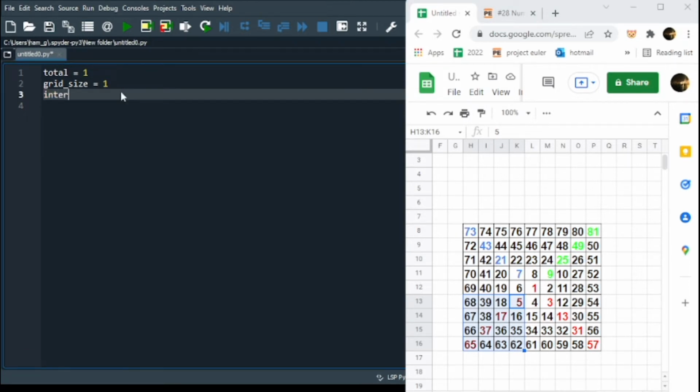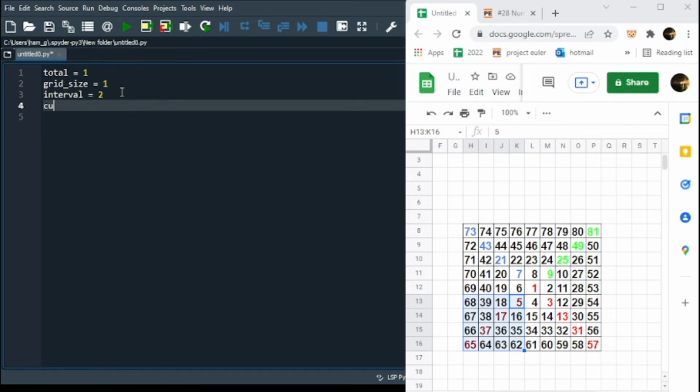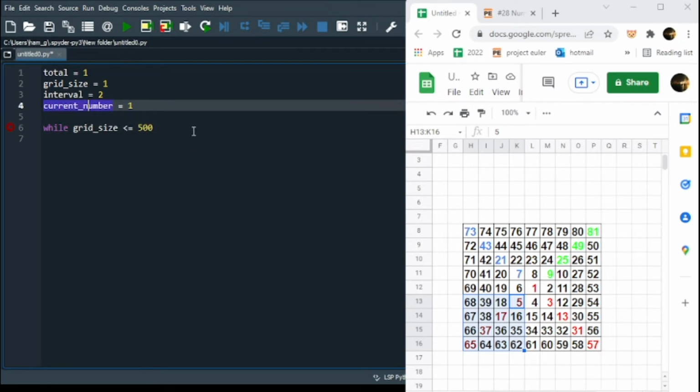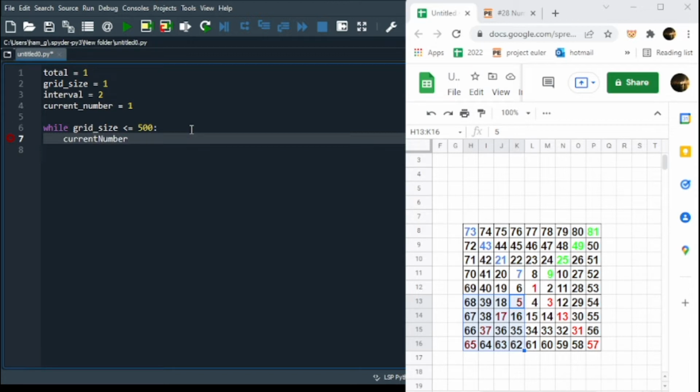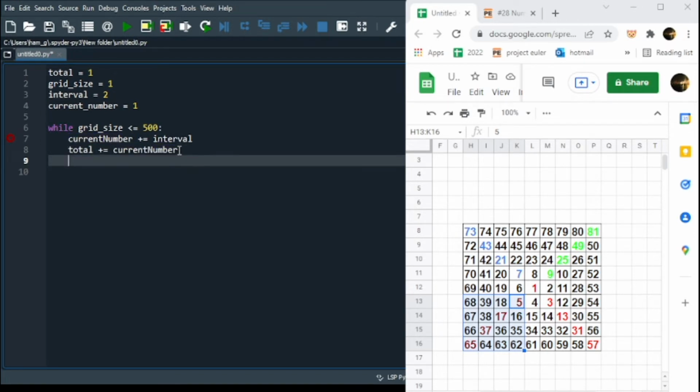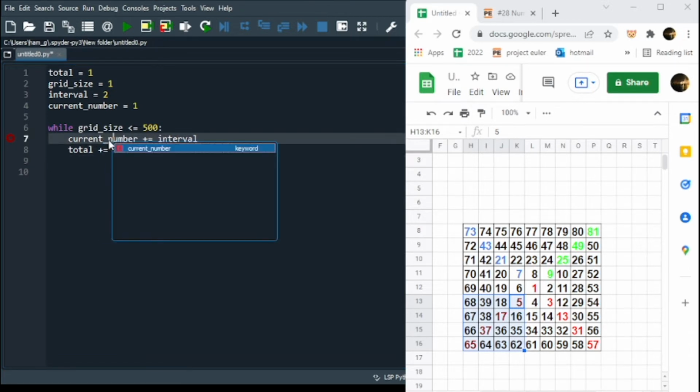So the interval is going to start at 2. And the current number is just going to be the current number in the spiral, so we'll start at 1. We're going to keep going while the grid size is less than or equal to 500. Right, this is messing with my OCD, so I'll change that. So while grid size is less than or equal to 500, the current number is incremented by the current interval: current number plus equals interval, and total plus equals current number. So it just adds to the total every time we arrive at the next number. What's wrong with that? Oh, I've not named it properly. There we go.